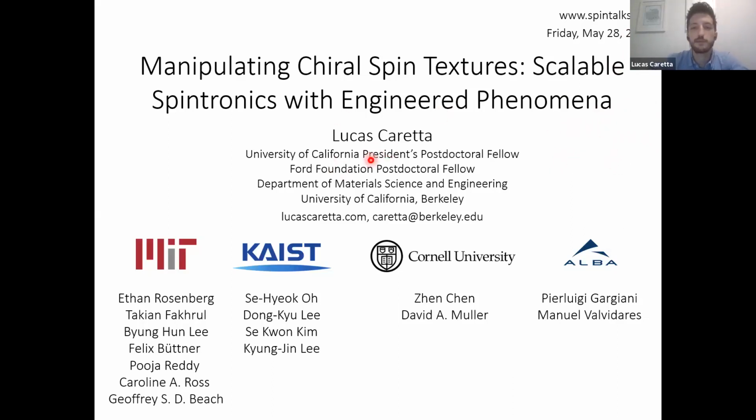As was stated, I'm a postdoc fellow at UC Berkeley in Ramesh's lab. There I work on a number of different correlated systems, including spin systems. The majority of the data I'll show you today was actually taken during my time at MIT under Jeffrey Beach, where we're really focused on looking at dynamics of solitons in thin films.